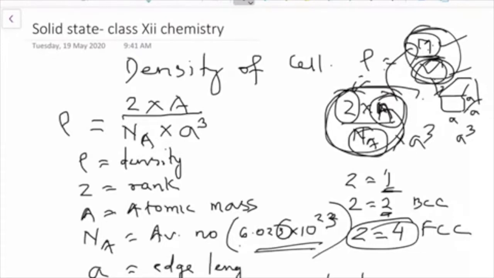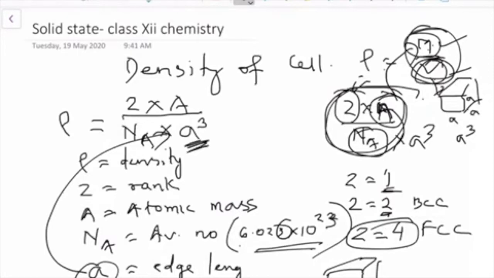Edge length means, supposing this is your cubical unit cell, this is what is A. Now why A cube then? Why do we have A cube in the formula? We have A cube in the formula because the volume of a cube is side cube. So this A cube that you see in the formula, where A is the edge length, edge length cube is what is going to give you the volume of the unit cell.